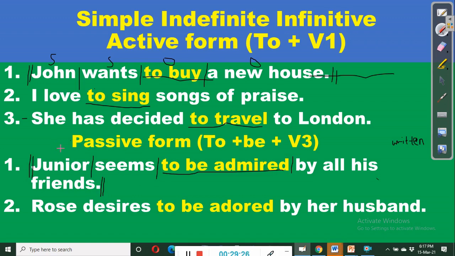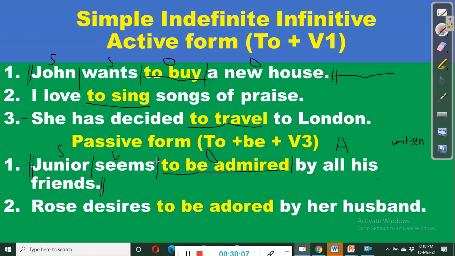Now, here the subject is Junior. Seems is the verb. All right? Junior seems to be admired. Now, of course, this is object because it's actually a receiver of the action. Now, by all his friends, this, of course, should be an adjunct. Well, we're not concerned with that. Let's look at this.